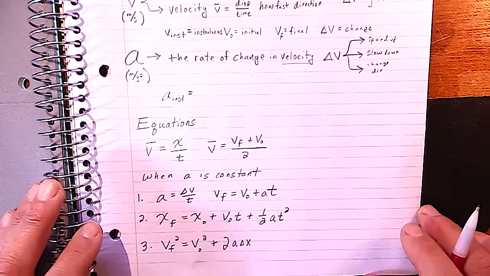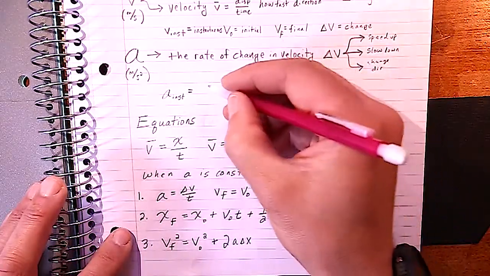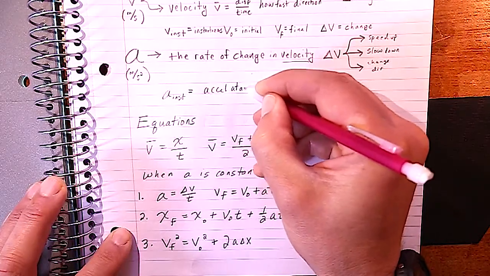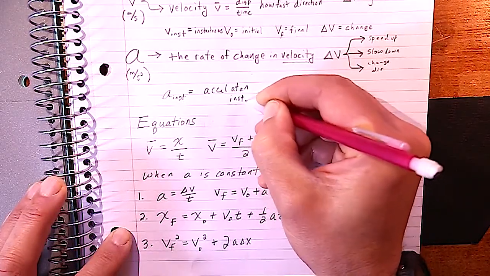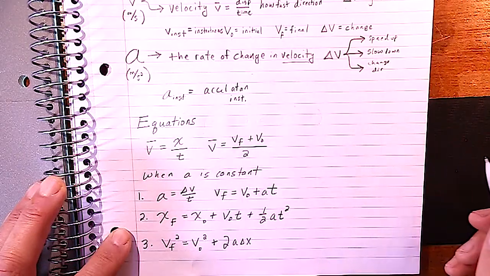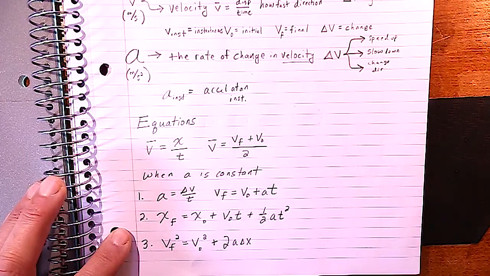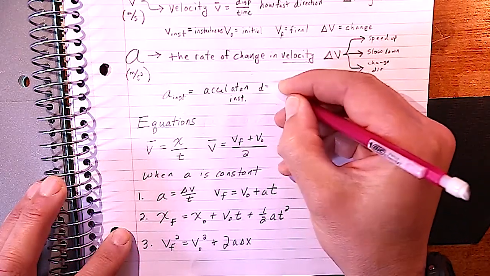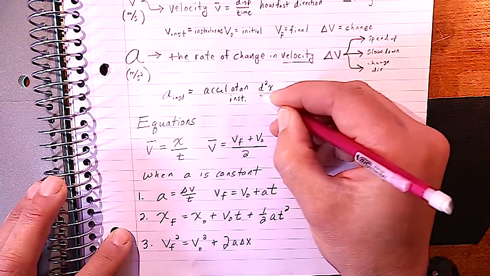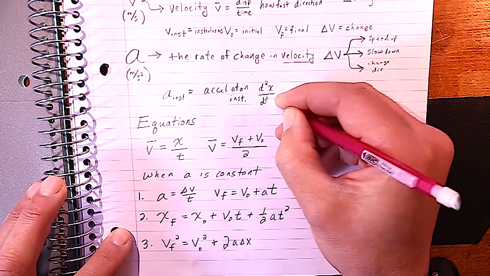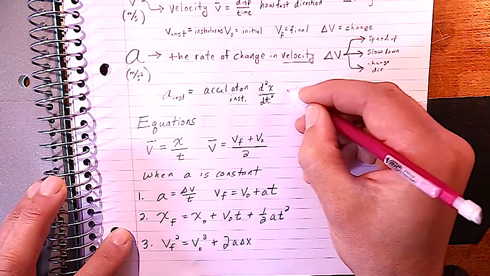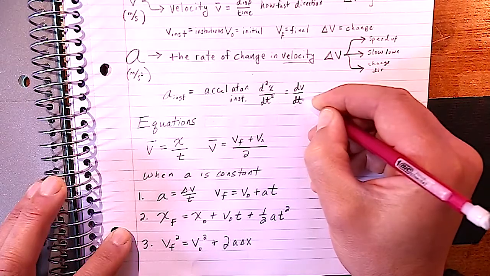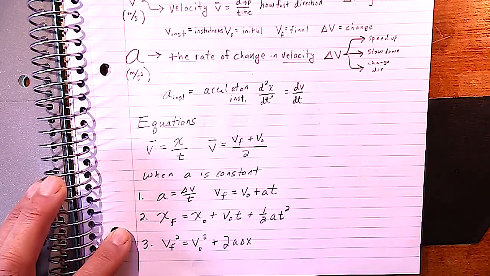So a inst is the acceleration at an instant. That's how fast it's changing its velocity in time. And that is defined as the second derivative of position, or we could say the first derivative of velocity with respect to time.